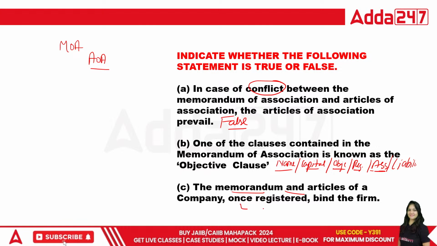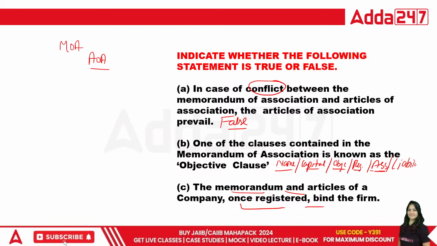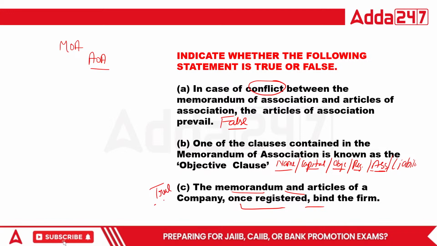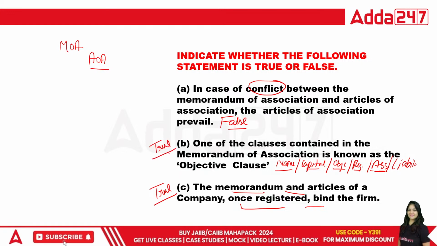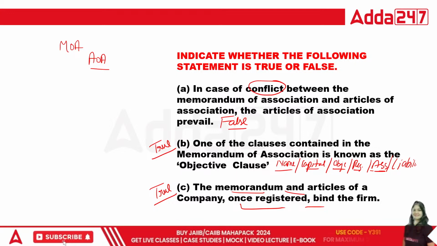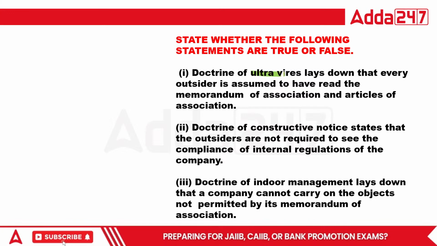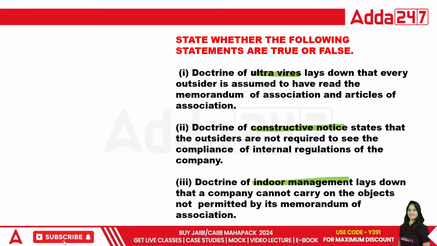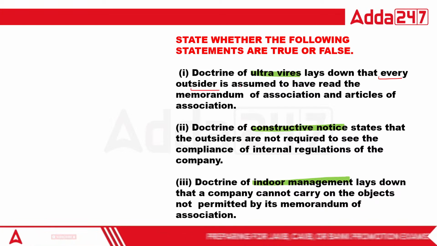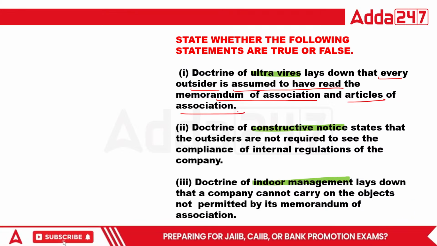The memorandum and articles, once registered, bind the firm. The memorandum and articles, once registered, bind the firm. That is true. That is also true. Okay, this is the right answer. Now, next. In this part, the questions are regarding ultra vires, constructive notice, and indoor management. The first question is: the doctrine of ultra vires lays down that every outsider is assumed to have read the Memorandum of Association and Articles of Association. That is a true statement.